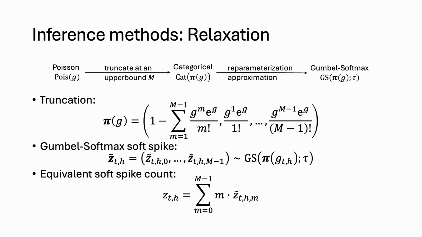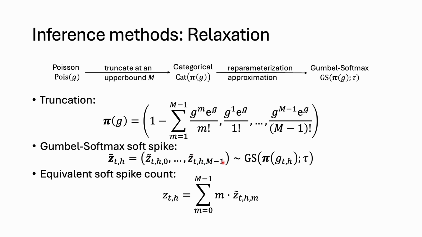The relaxation consists of two steps. First, we truncate the Poisson distribution at an upper bound M using this equation. Now it becomes a categorical distribution. Then we can use the Gumbel softmax reparameterization trick to approximate the categorical distribution. Now, a hard spike count becomes a soft one-hot spike count.